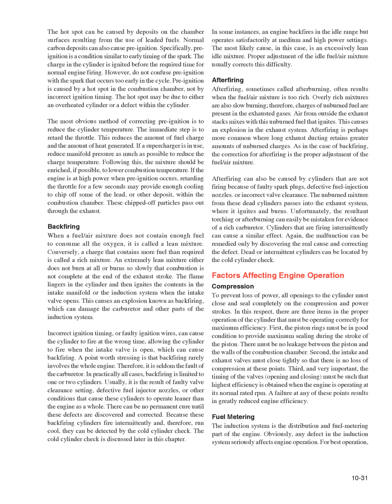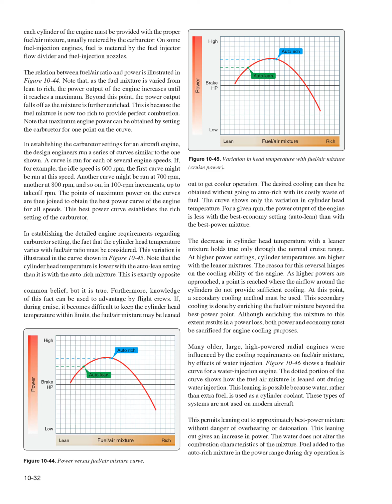Fuel metering. The induction system is the distribution and fuel metering part of the engine. Obviously, any defect in the induction system seriously affects engine operation. For best operation, each cylinder of the engine must be provided with the proper fuel/air mixture, usually metered by the carburetor. On some fuel injection engines, fuel is metered by the fuel injector flow divider and fuel injection nozzles.